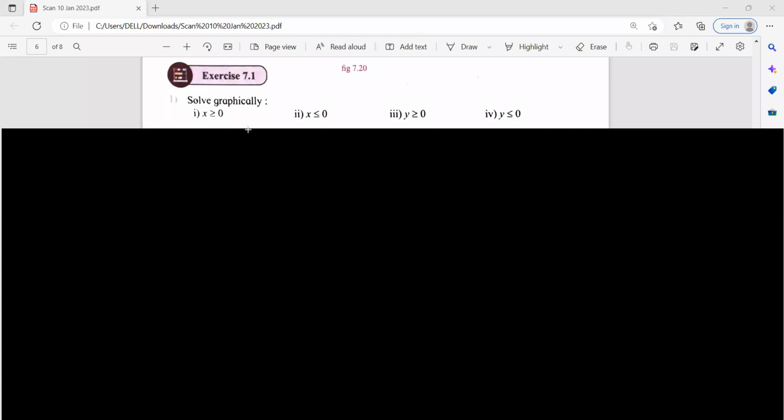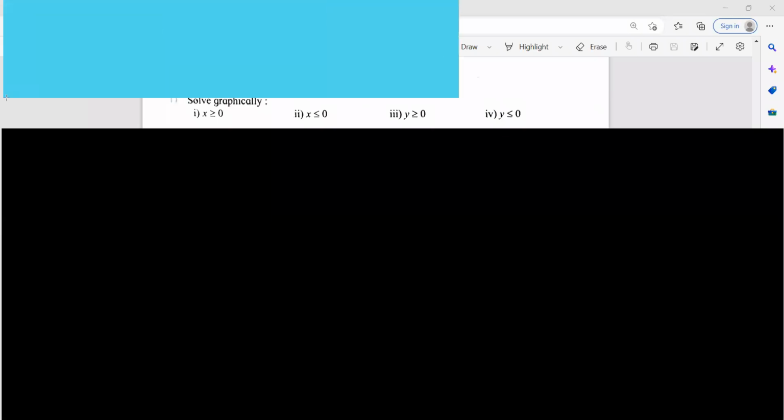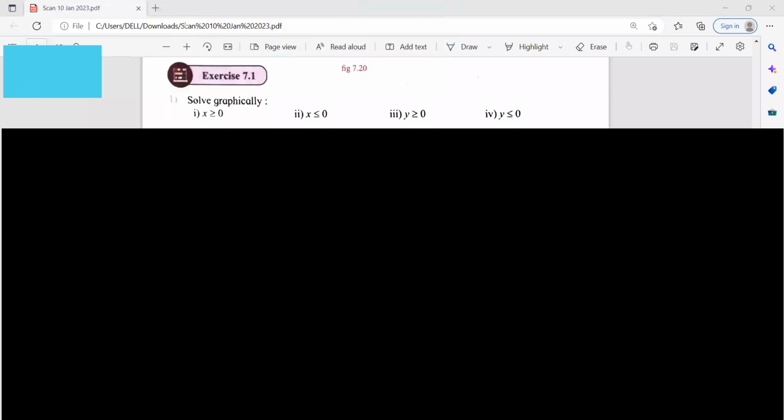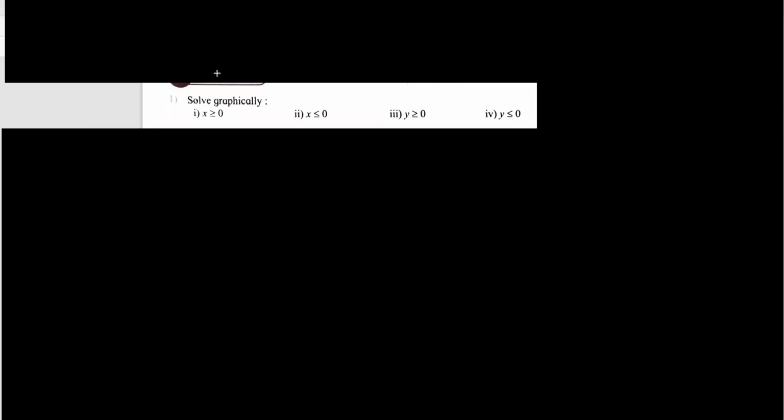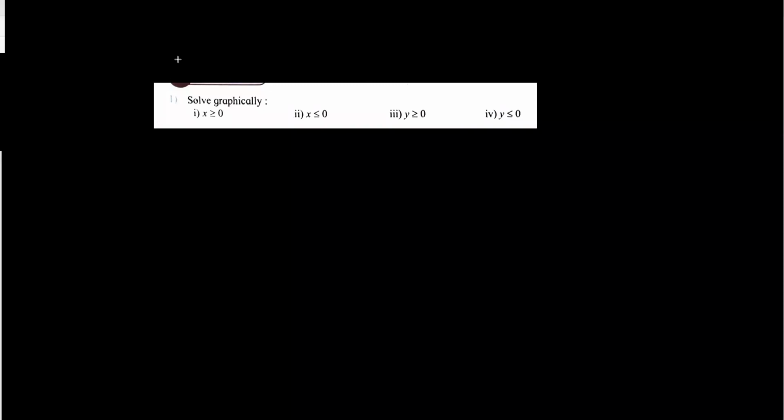So here, they say solve graphically. Now, what is the meaning of solving graphically? You have to give the solution set. Please let me write that also. There shouldn't be any doubt with regard to any statement in this topic.